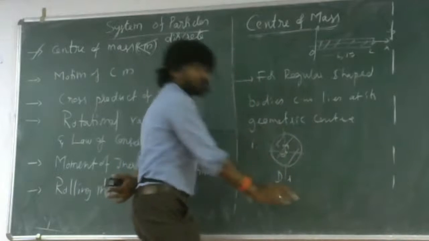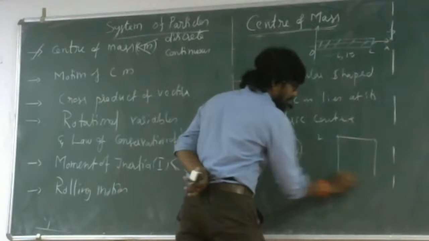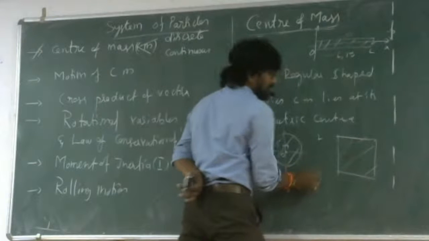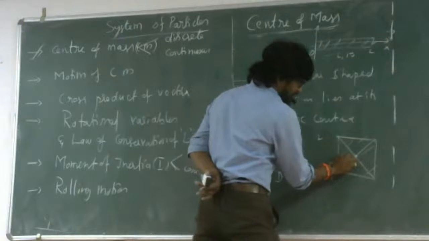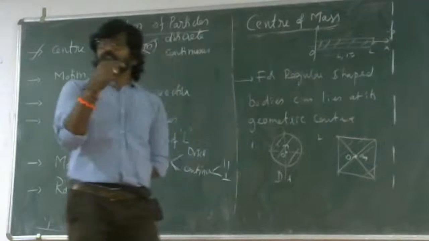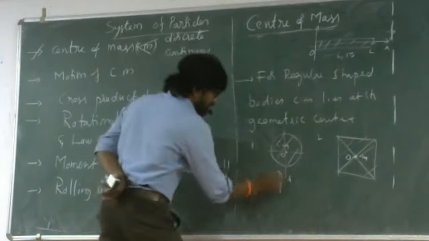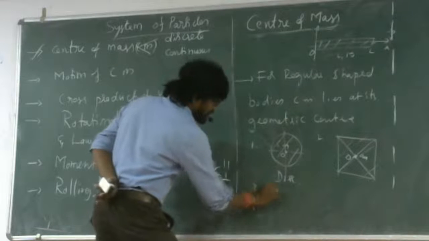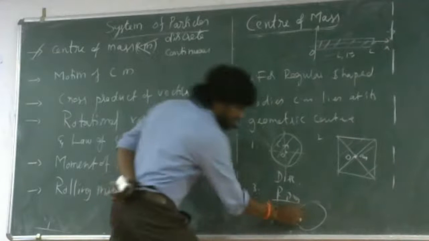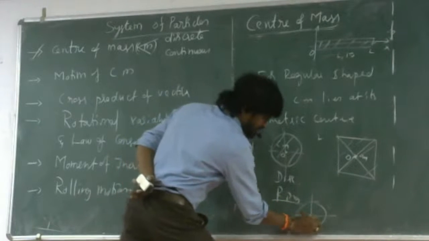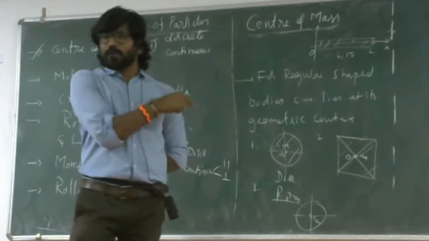If it is uniformly distributed. Whereas if you have a square shaped sheet or lamina, here also if you draw one diagonal and another diagonal, the point of intersection of the diagonals gives the center of mass. We call it a geometric center. If you have a ring, even in the case of a ring, inside there is no mass, but if you draw a diameter and another diameter, the point of intersection gives the position of the center of mass, even though there is no mass concentrated over there.